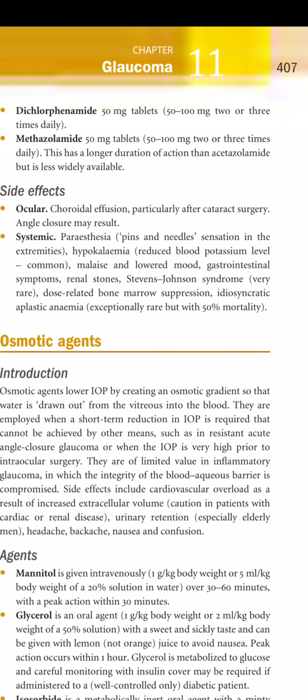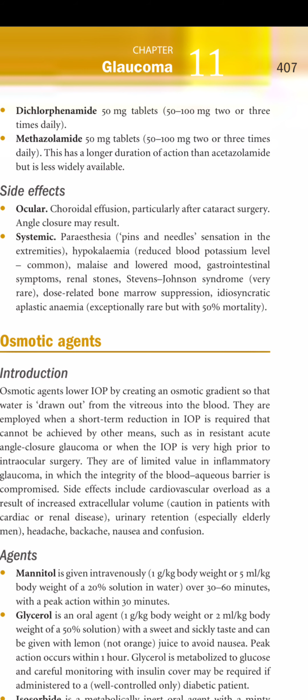Next is dichlorphenamide, which is available as 50 milligram tablets and is usually given 2 or 3 times daily. Methazolamide is a 50 milligram tablet, 50 to 100 milligram 2 or 3 times daily. This has a longer duration of action than acetazolamide, but is less widely available.